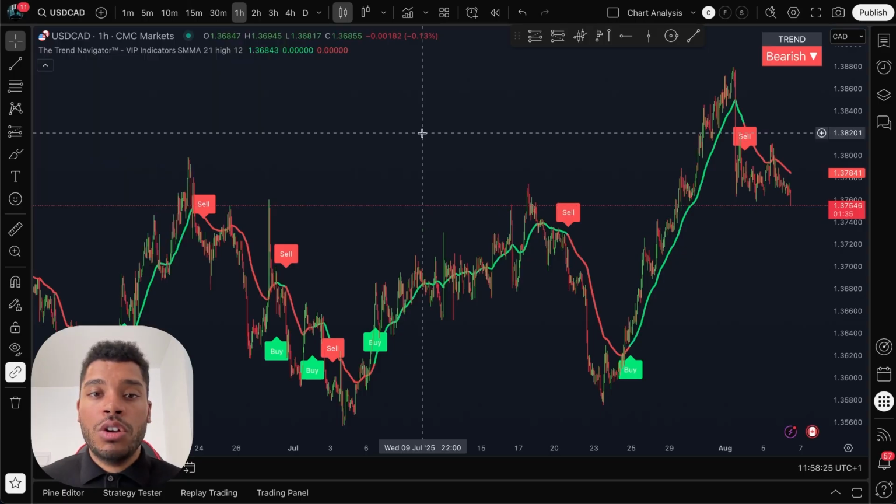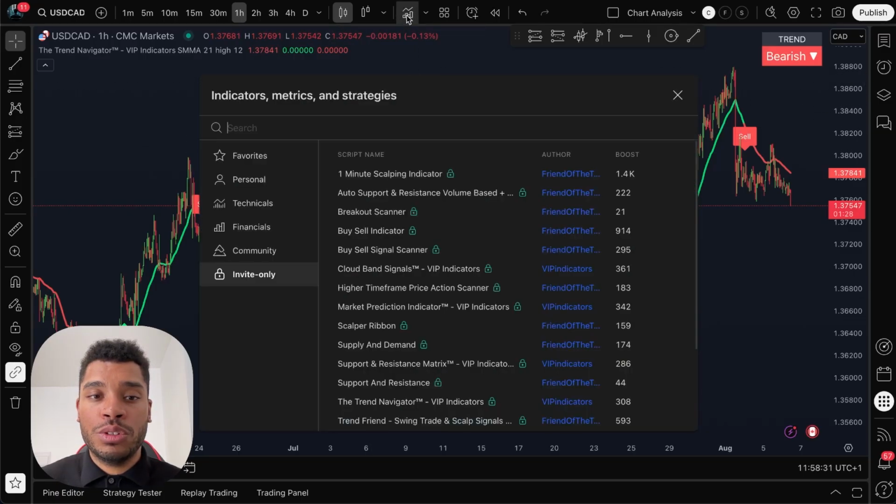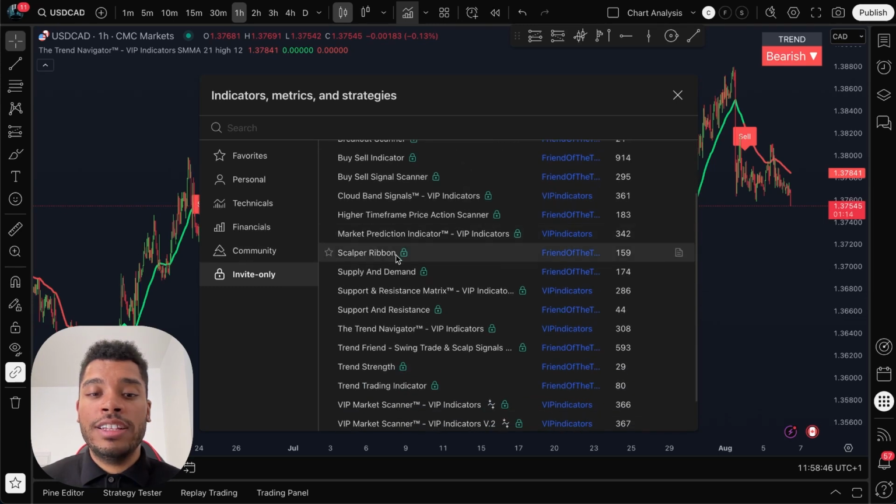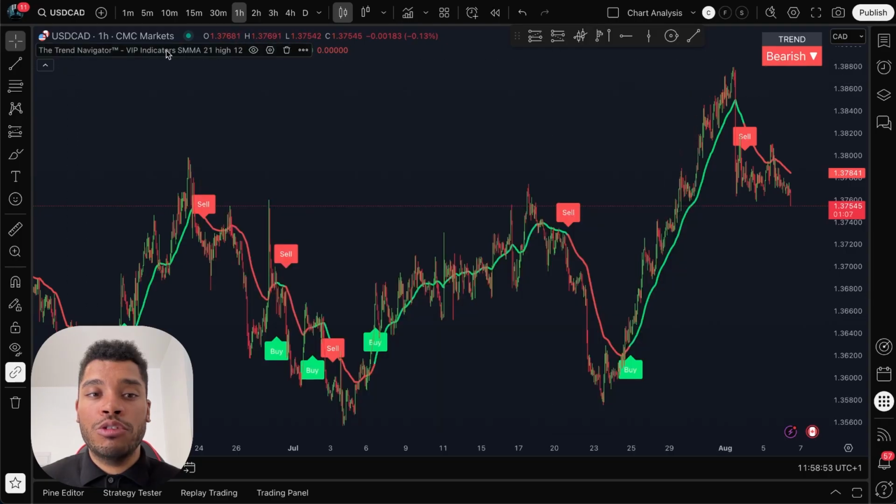So now that we are back on TradingView, we need to add the indicator to our charts. To do it is really simple. You just need to click on the indicator symbols, then go on invite only. At this point you need to scroll until you find the trend navigator from VIP indicators. You need to click on it, and as you can see, the indicator is going to be automatically applied to your charts.